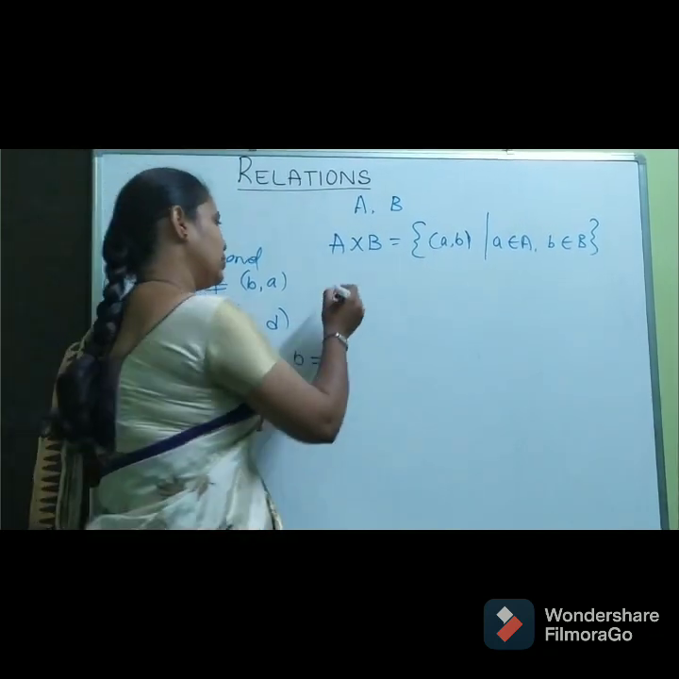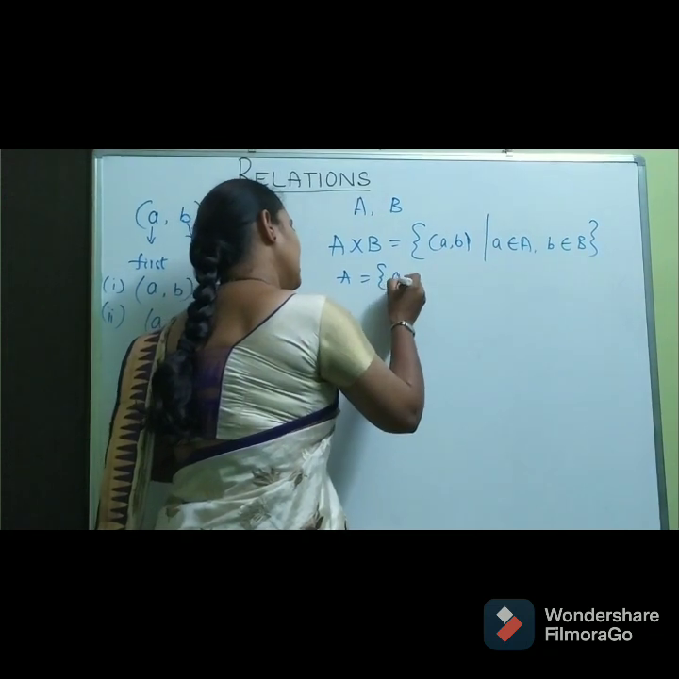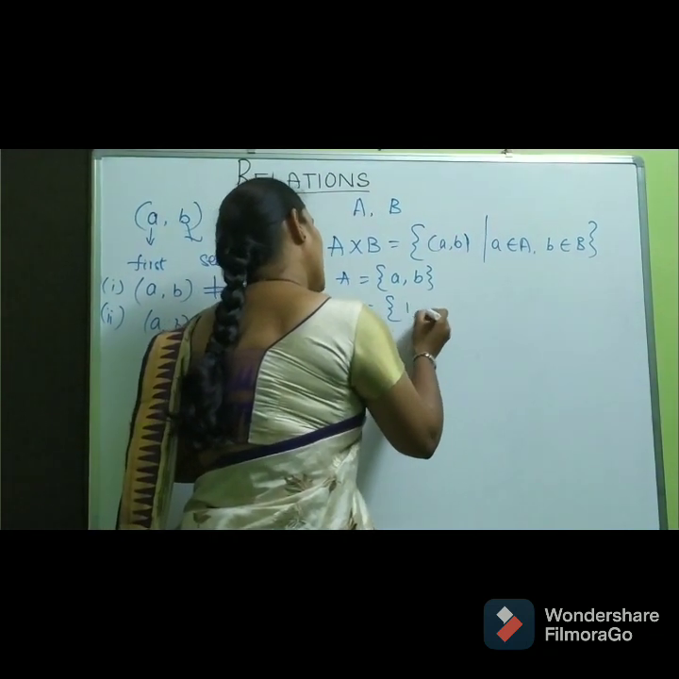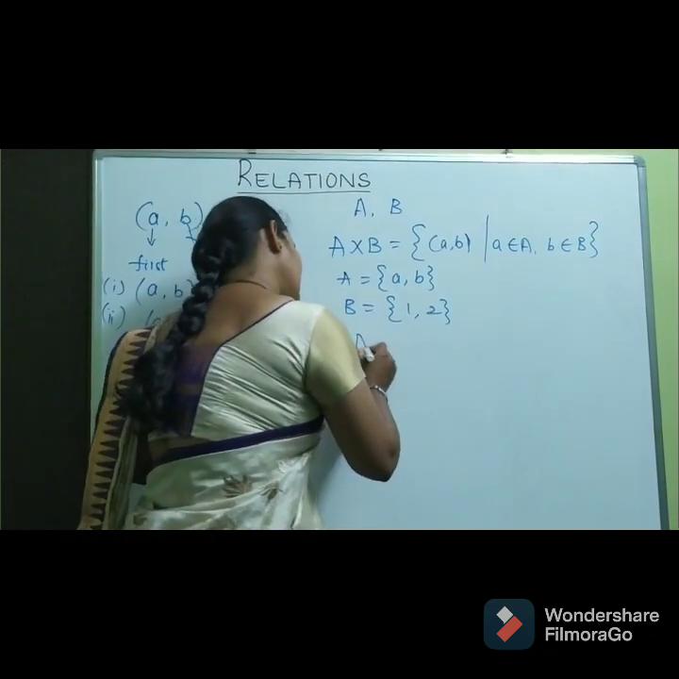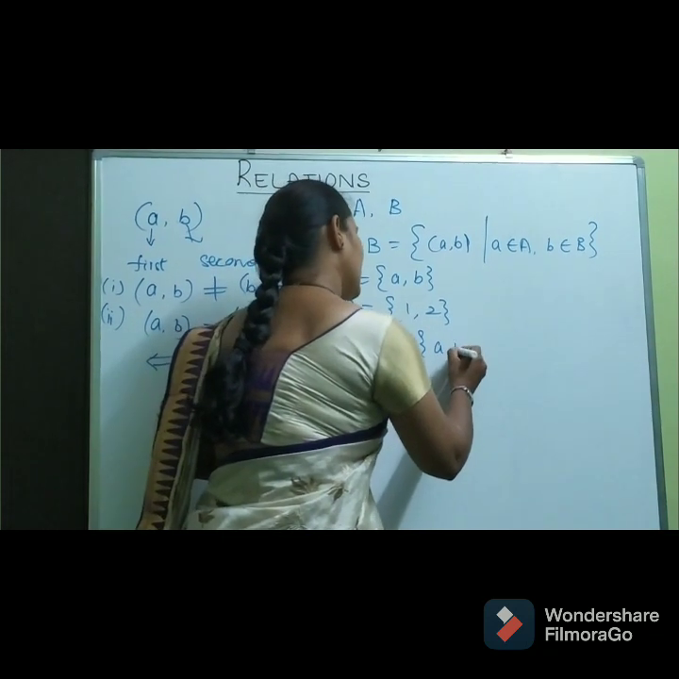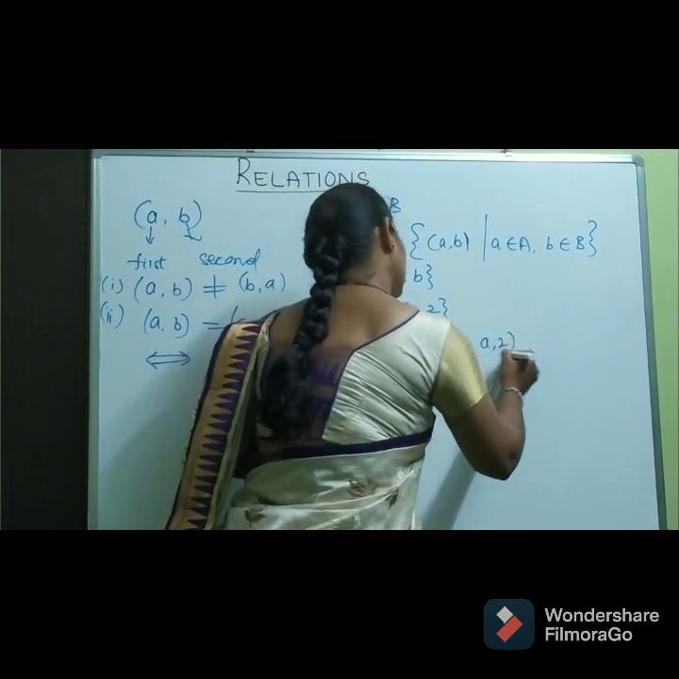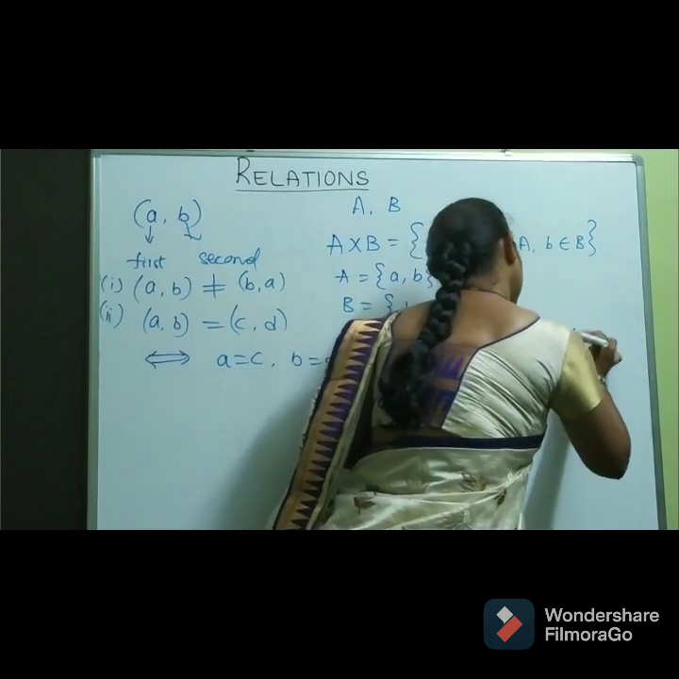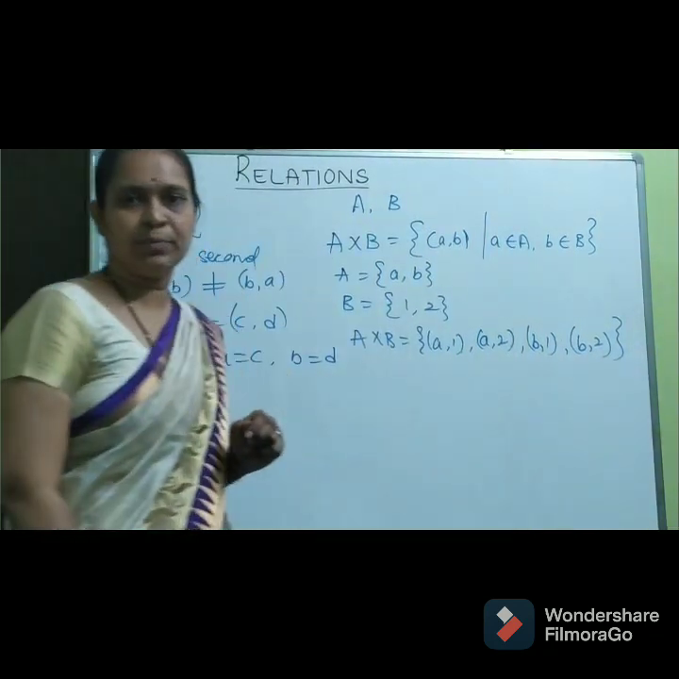One example I would like to give. If A is equal to {a, b} and B is equal to {1, 2}, then you see A cross B is equal to {(a,1), (a,2), (b,1), (b,2)}. This is the Cartesian product.